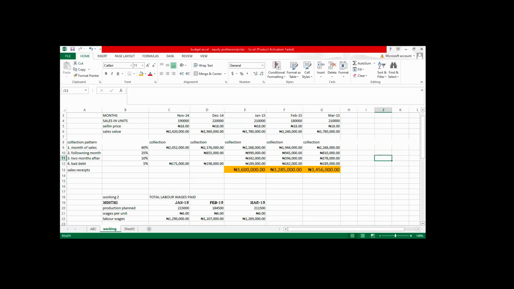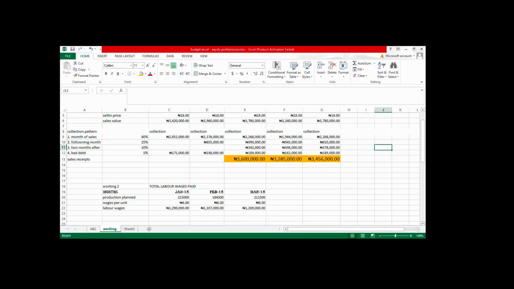In the month of January, cash collected from sales, 3,600,000. In the month of February, cash collected from sales, 3,285,000. Is that clear, please? Yes, sir.